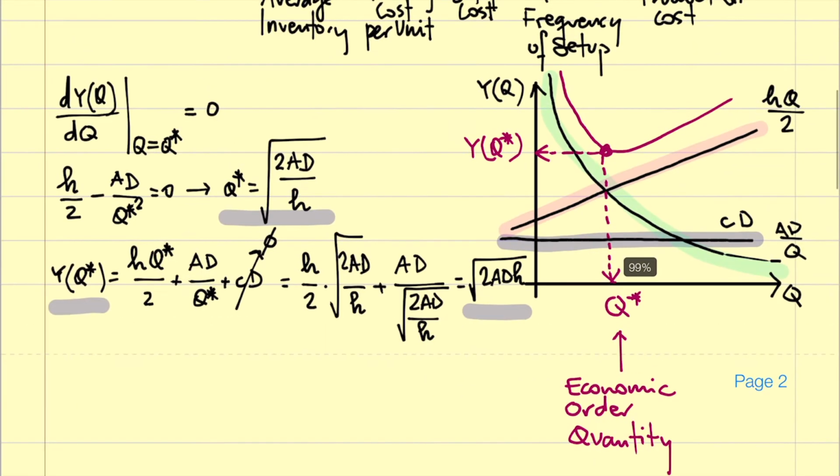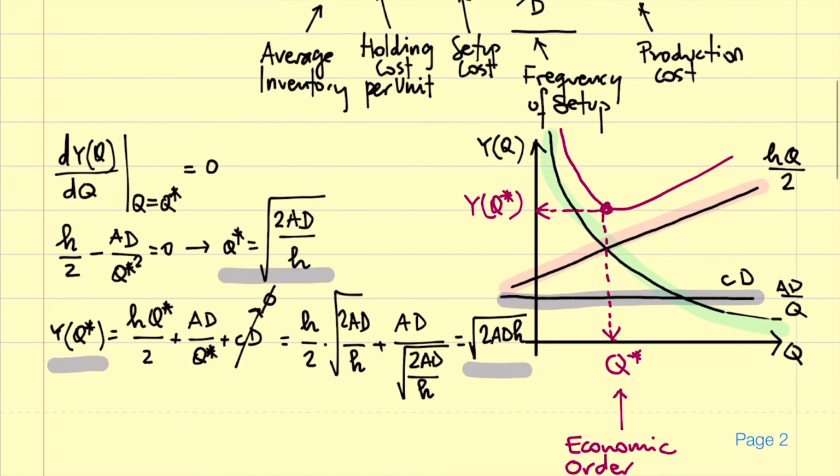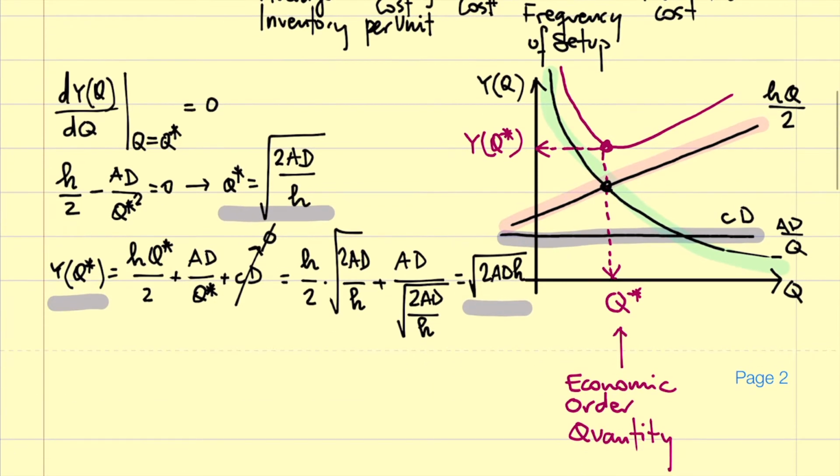Another way to calculate this point is to equate both. You see that this minimum here takes place where the holding cost and the setup cost are equal, so you can say that HQ star divided by 2 equals AD divided by Q star. So this is an alternative way of calculating it.